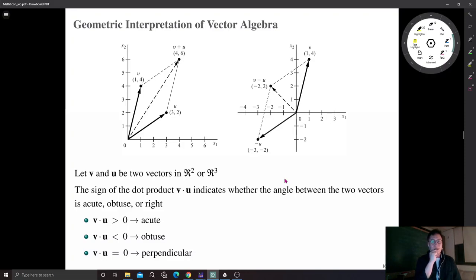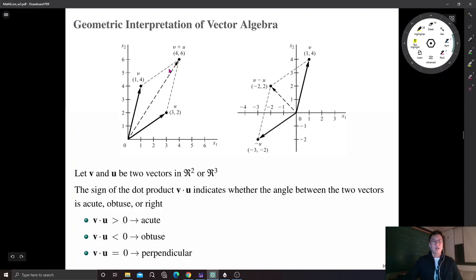All right. So, geometric interpretation. I think you've seen this before. For addition, the sum of the two vectors becomes a diagonal of the parallelogram formed by these two vectors. So we have 1, 4 and 3, 2. Then the addition becomes 4, 6. Right? So we just add each component to find the sum of two vectors.